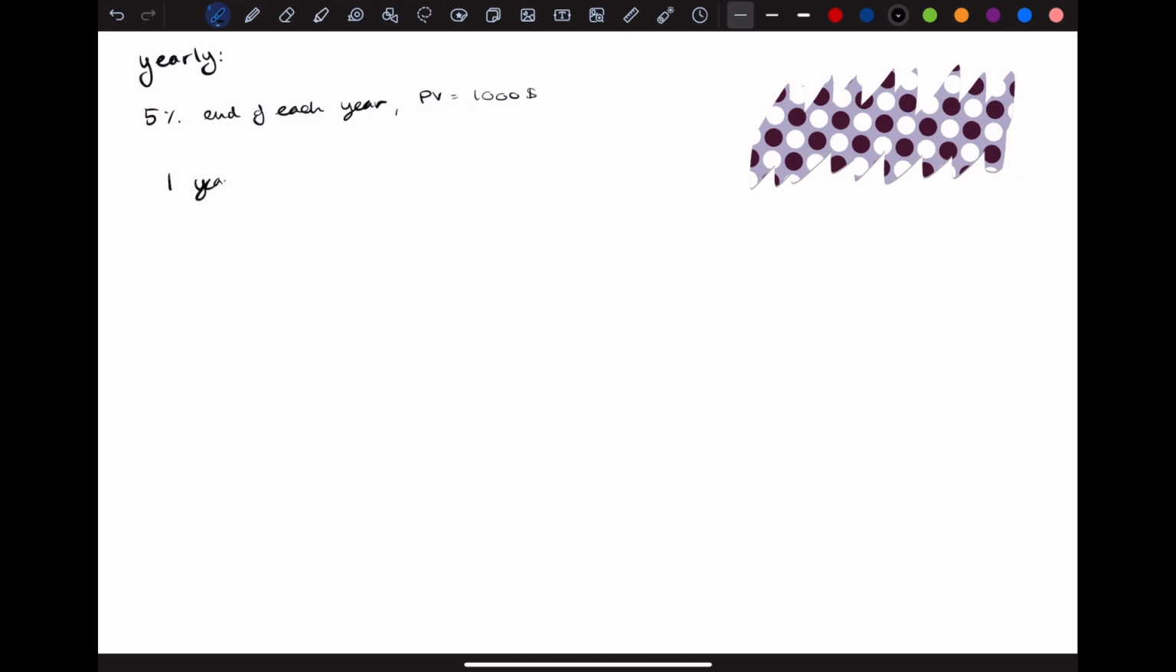You have, in 1 year, you're going to have 1,000 times 105%. And how do you write 105%? Well, you can express it as 1 plus 5 over 100, because 5% as a decimal is equal to 5 over 100, and then 100% as a decimal is just 1. So you're adding that to get 105%. So you're going to have 1,000 times 1.05, which gets you $1,050 by the end of the first year.